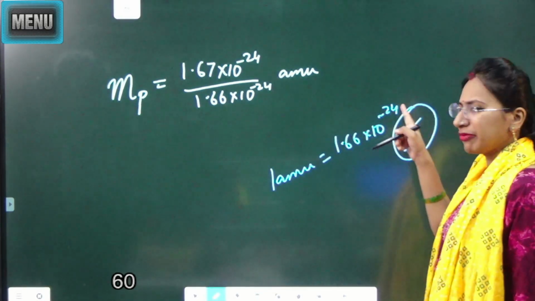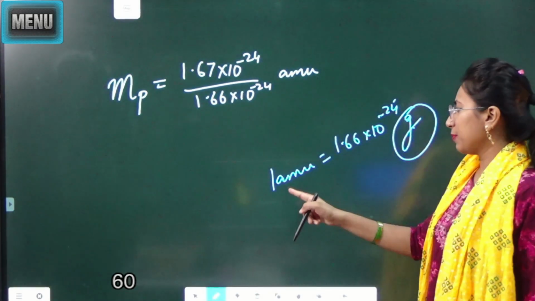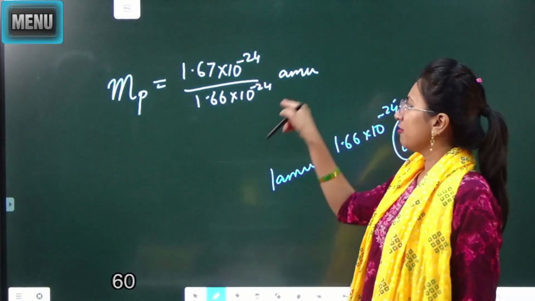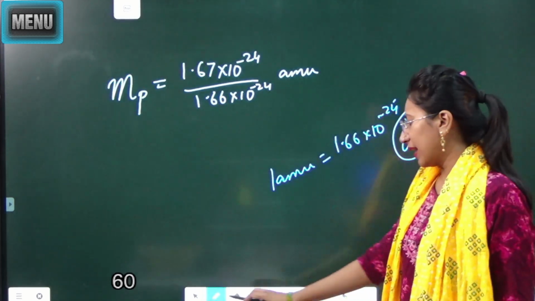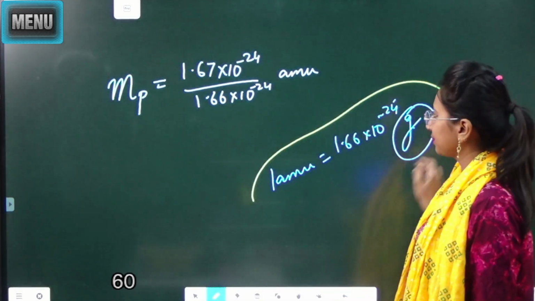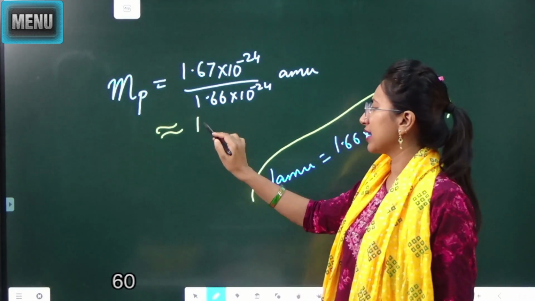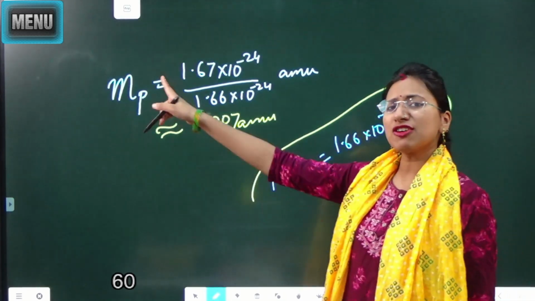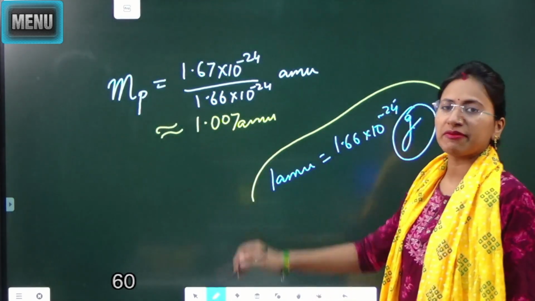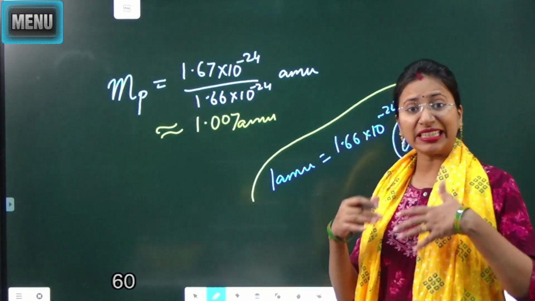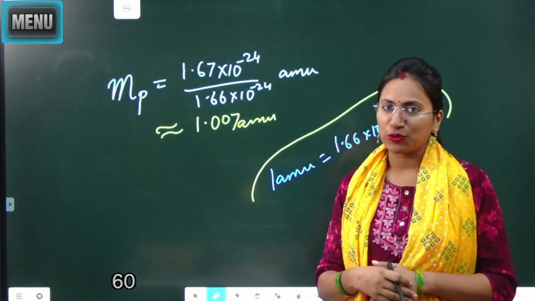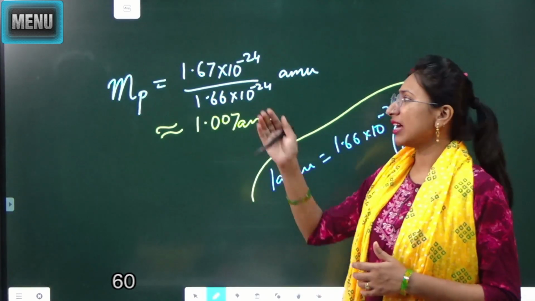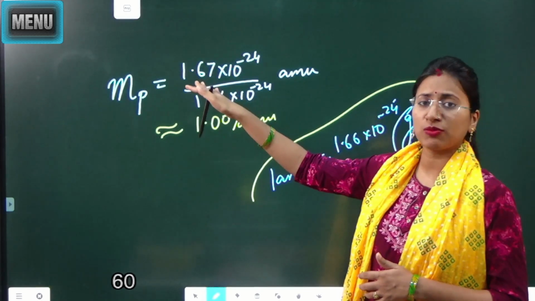So for 1 gram, we can write it as 1 upon 1.66 into 10 power minus 24 AMU. The same factor we have used here. If you calculate this value, it will approximately come out as 1.007 AMU. So mass of proton is 1.007 AMU. Mass of proton is slightly greater than 1 AMU. Similarly, if you calculate, mass of neutron is slightly heavier with respect to mass of proton.